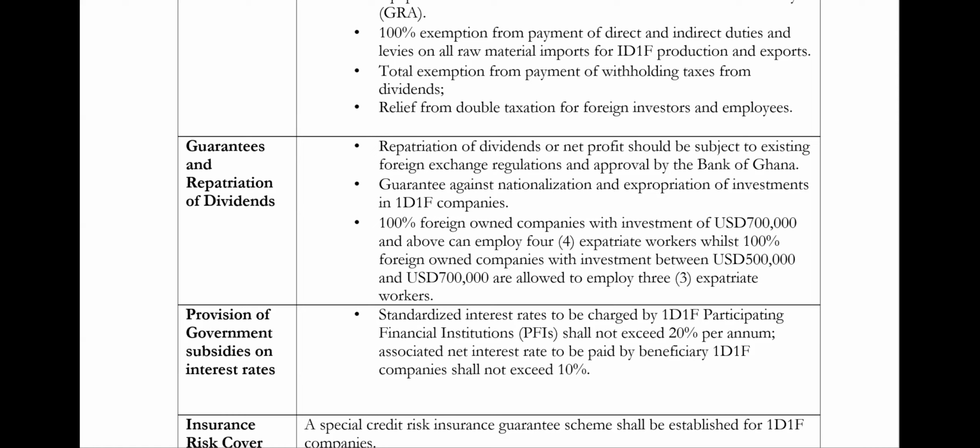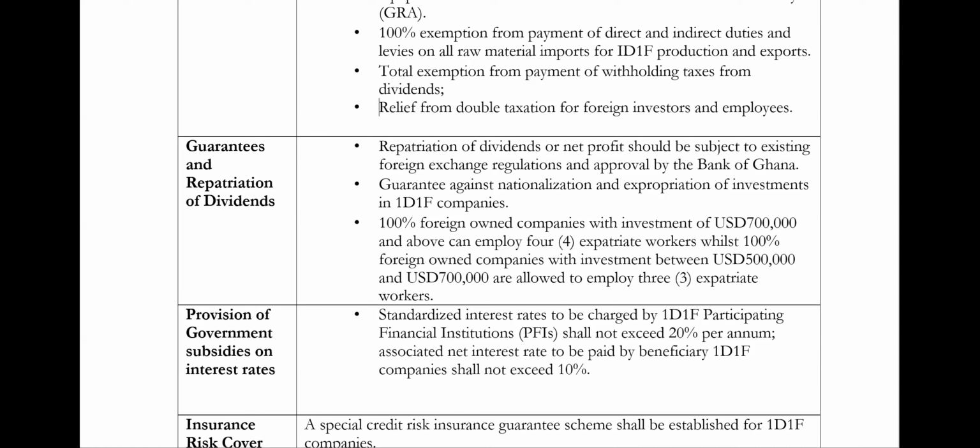But for One District, One Factory companies, you have 100% ownership. Foreign companies can own 100% of the companies. If they have 700,000 and they can employ 4 expatriate workers, you can get 100% ownership. Between 500,000 and 700,000 US dollars, when you employ 3 expatriate workers. Okay, so these are incentives that you can get.